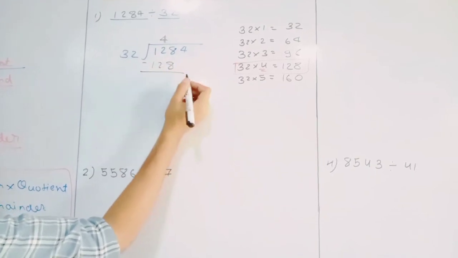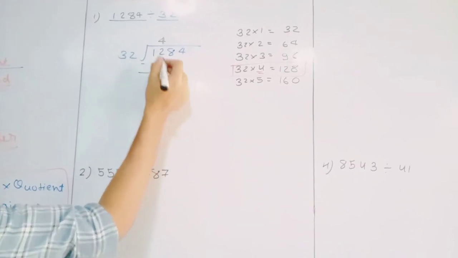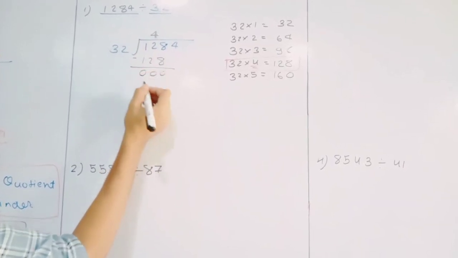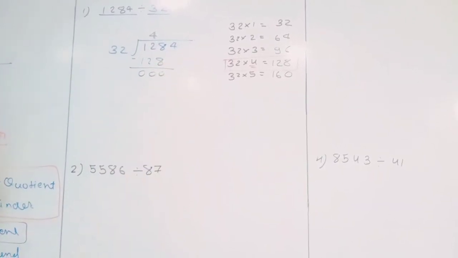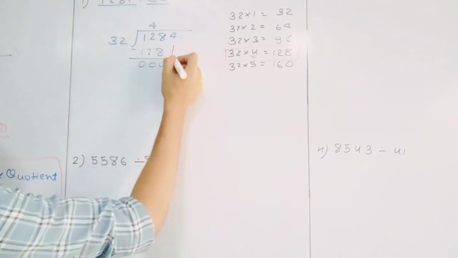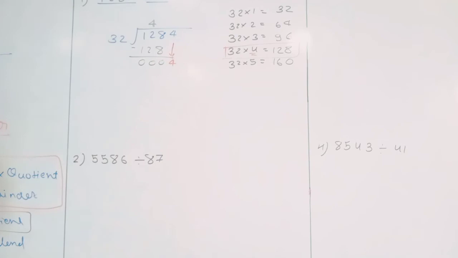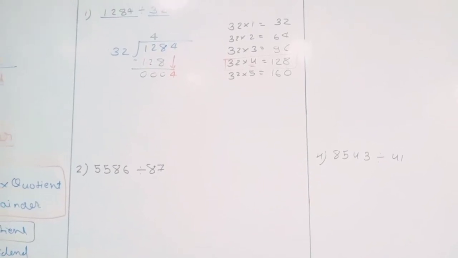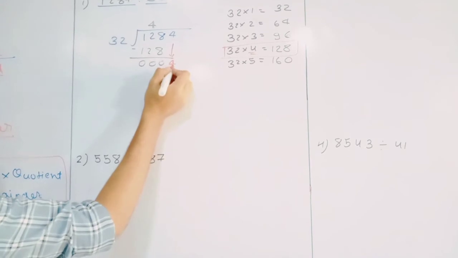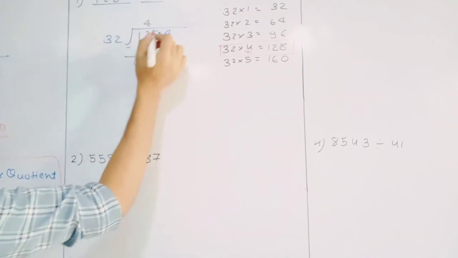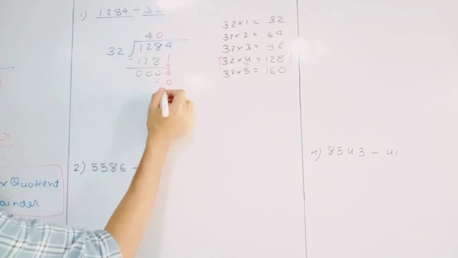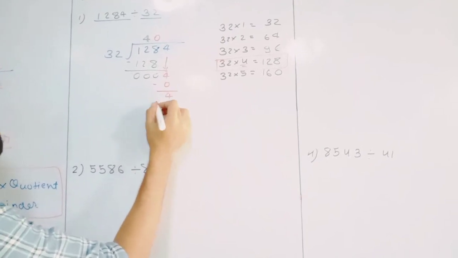128. Now subtract it. 8 minus 8 is 0, 2 minus 2 is 0, 1 minus 1 is 0, and the remaining digit comes down and becomes 4. Now this 4 is much less than this 32, so we have to take 0: 32 0s are 0, and we get 4.